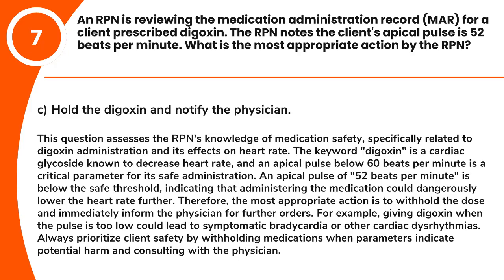An apical pulse of 52 beats per minute is below the safe threshold, indicating that administering the medication could dangerously lower the heart rate further. Therefore, the most appropriate action is to withhold the dose and immediately inform the physician for further orders. For example, giving digoxin when the pulse is too low could lead to symptomatic bradycardia or other cardiac dysrhythmias.